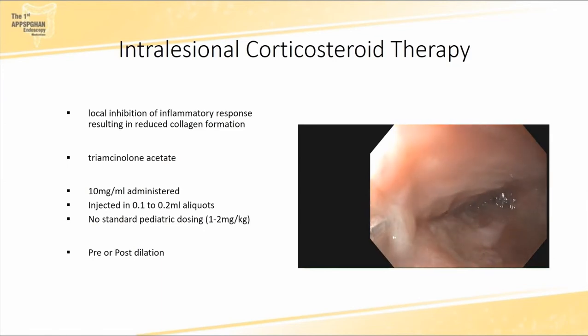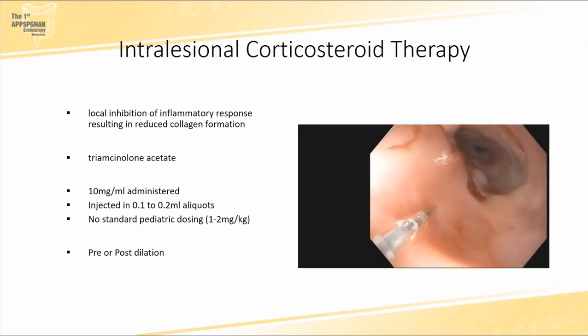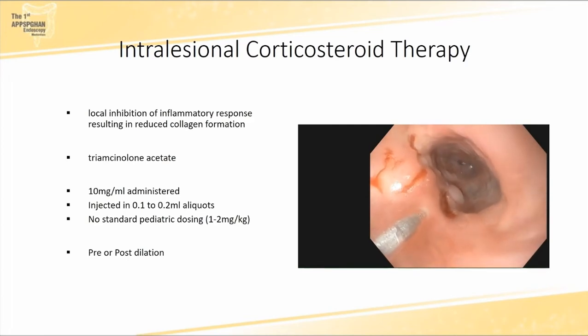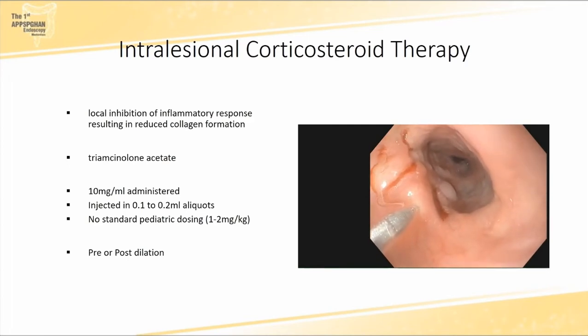And you can see as I'm injecting here, I'm injecting into the scar tissue and trying to get a submucosal bleb. Now, again, in the stricture itself, there's not a lot of subcutaneous space. So sometimes you have to inject above it. As you can see here, I'm injecting a little bit above the stricture to get that bleb, and it will diffuse down into the scar tissue.